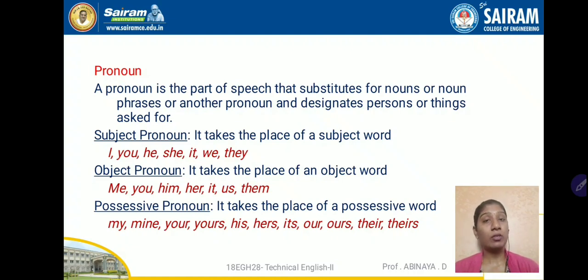Next pronoun is object pronoun. It takes the place of an object word. If a noun is in the object place, that is to be substituted by this object pronoun. So what are those object pronouns? Me, you, him, her, it, us, them. So these are the object pronouns.